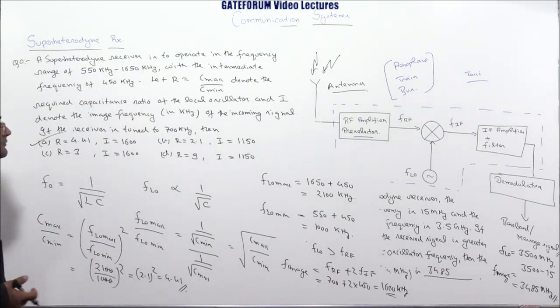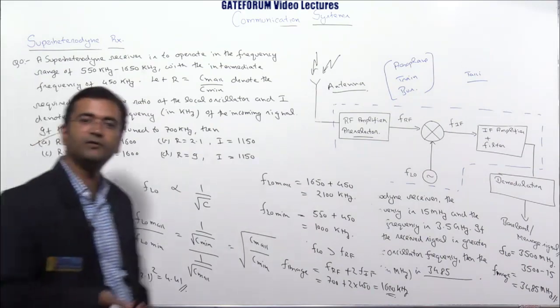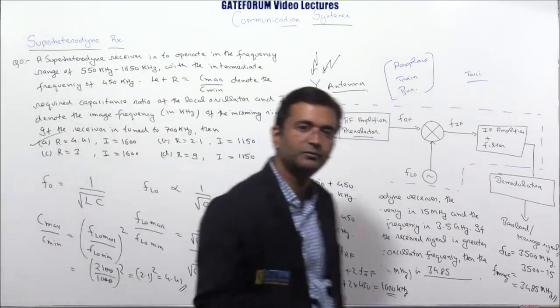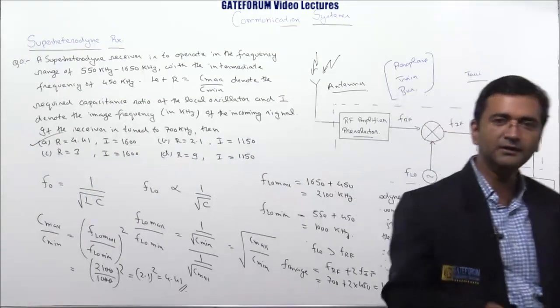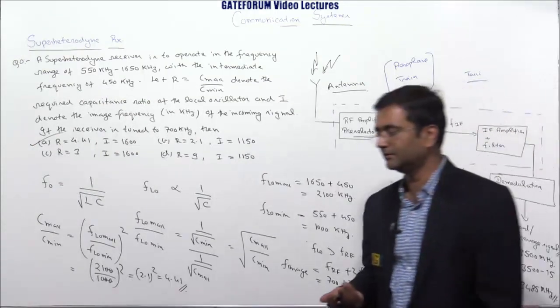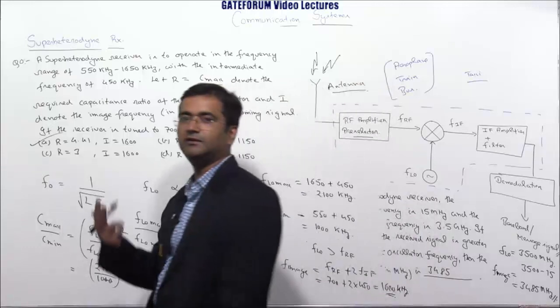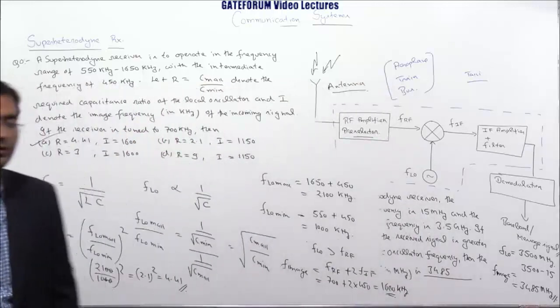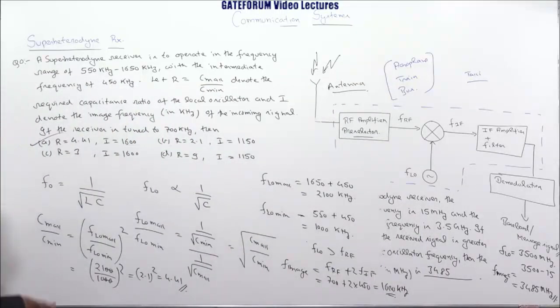Okay, not a recent one, but yes, finding F image and FLO is a very common problem. It is coming regularly. We should understand this as a basic understanding of a superheterodyne receiver. See, your TV receiver is a superheterodyne receiver. Your set-top box is a superheterodyne receiver because the output of the set-top box is a message signal, the baseband signal, which goes into the AV input of the television, the audio video input of the television.